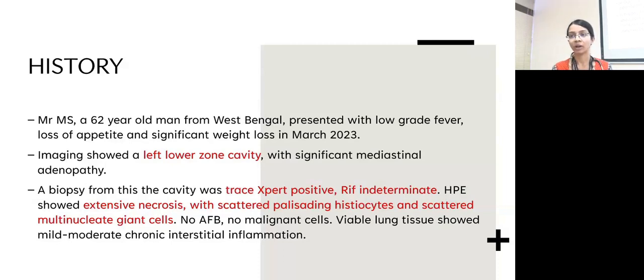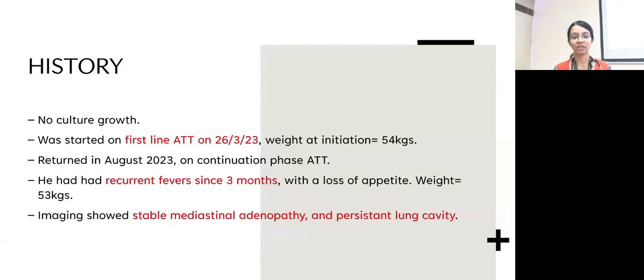However, we didn't have any microbiological proof, but because of the clinical presentation as well as the suggestive histopathology, we started him on first line ATT on the 26th of March. He came back about 4 months later with 3 months of recurrent fevers and loss of appetite, and he had lost about 1 kilo of weight.